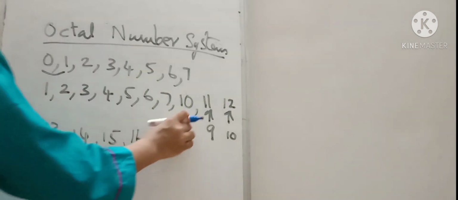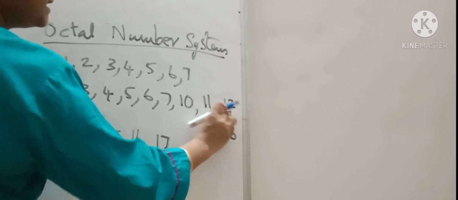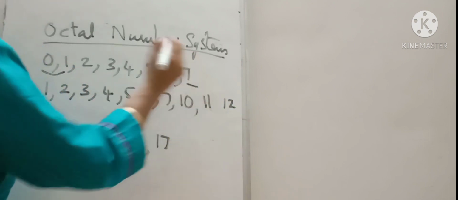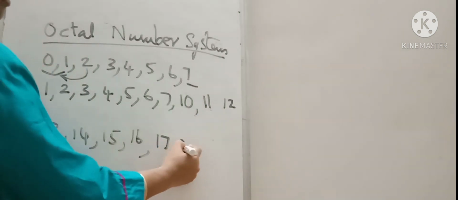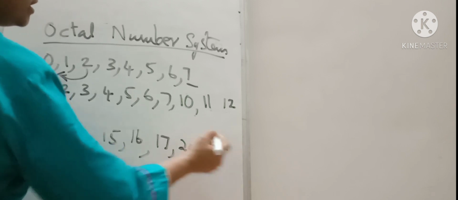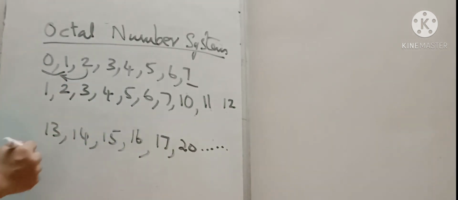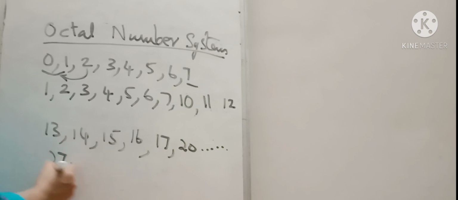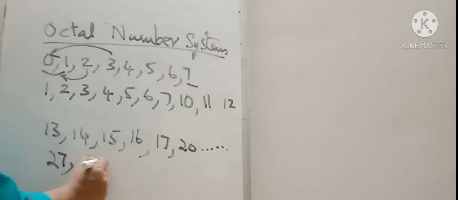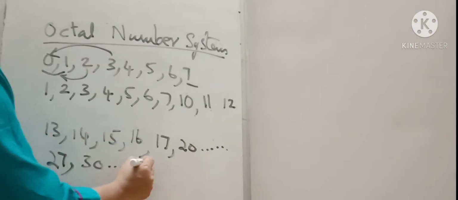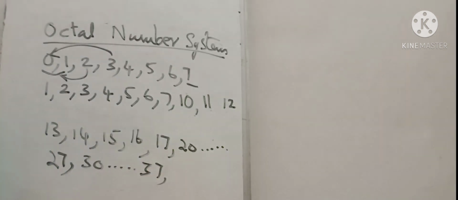Okay, then can we write 1, 8? No, because 8 is not there in this octal number system. So we will write the combination of 2 and 0. Okay, 2, 0, 2, 1, 2, 2, 2, 3, 2, 4, 2, 5, 2, 6, 2, 7. After 2, 7, we will write 3 and 0. 3, 1, 3, 2, 3, 3, up to 3, 7. Then we will write 4, 0, 4, 1, 4, 2, 4, 3. Like that we will count.